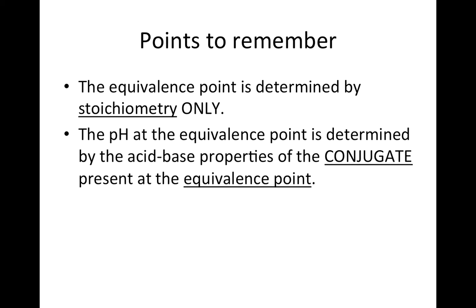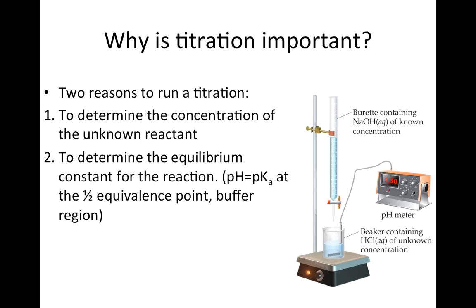The pH, on the other hand, of the equivalence point is determined by the acid-base properties of whatever conjugate is present at the equivalence point. At this point, all you need to know is that the pH at the equivalence point is going to be determined by whether the titrant is weak or strong. So if we are titrating with a strong base and a weak acid, then after the equivalence point, we're going to have a basic solution. And if we're titrating with a strong acid and a weak base, then after the equivalence point, we're going to have an acidic solution.